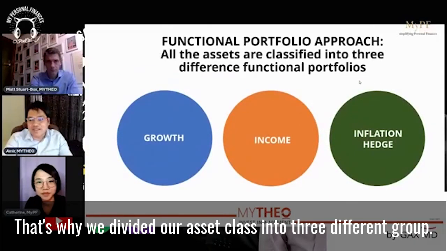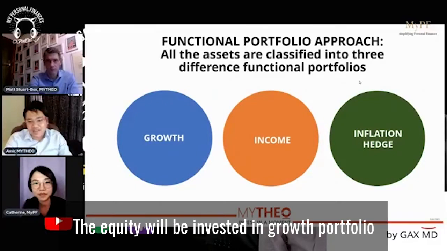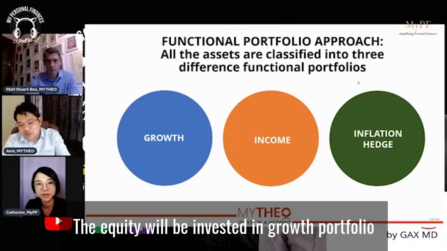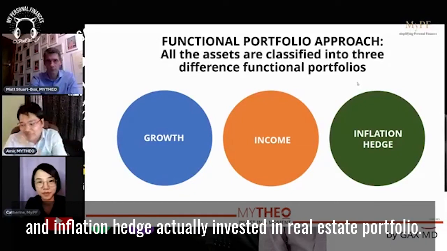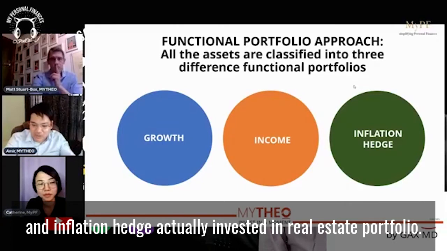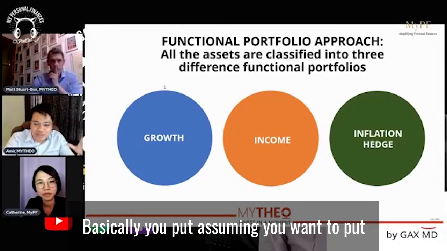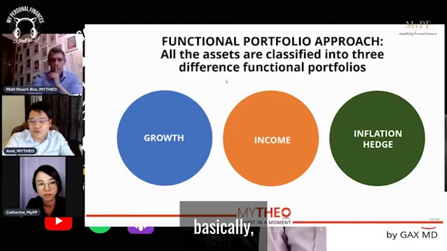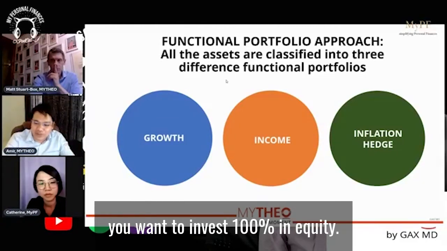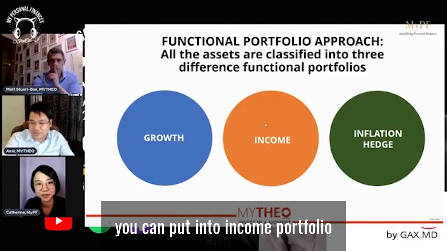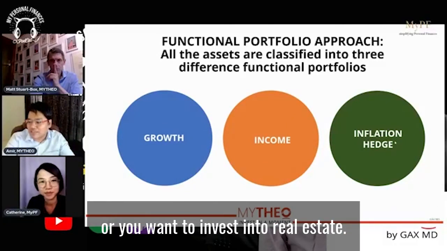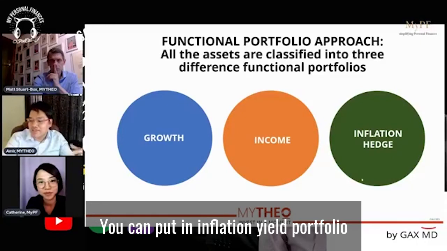What is unique about our investment process? That's why we divided our asset classes into 3 different groups. The equity will be invested in the growth portfolio. Income, you only invest in the bond portfolio, and inflation hedge is invested in a real asset portfolio. So if you want to put 100% of your portfolio into growth, you invest 100% in equity. If you want to invest 100% in bonds, you can put into the income portfolio, or if you want to invest into real estate, you can put in the inflation hedge portfolio.